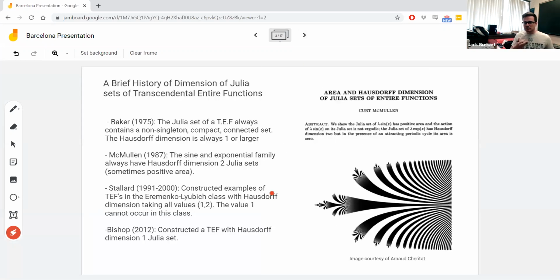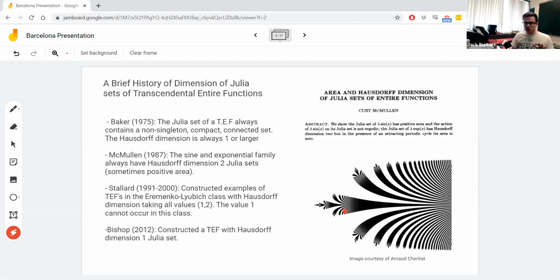As far as computing the Hausdorff dimension for known functions, maybe our most common friends in the transcendental entire world are things like sine and cosine and exponential functions. And there's a paper due to McMullen in 1987. He showed that the sine and exponential families, which contain really big conjugacy classes of other common transcendental entire functions, always have Hausdorff dimension 2 Julia sets. Here's a picture of the Julia set of some rescaled exponential. We've seen from other talks that this has a really rich Cantor bouquet structure, and it turns out it always has Hausdorff dimension 2.